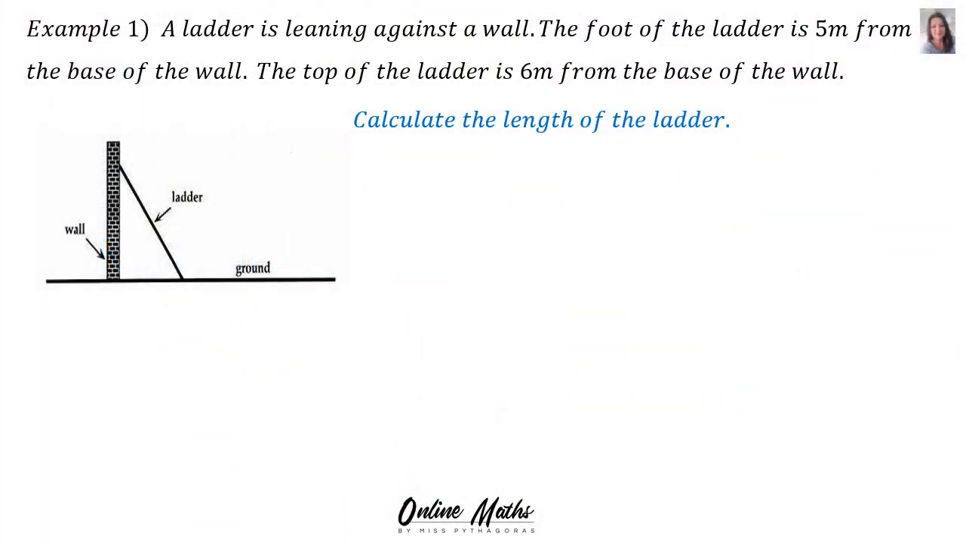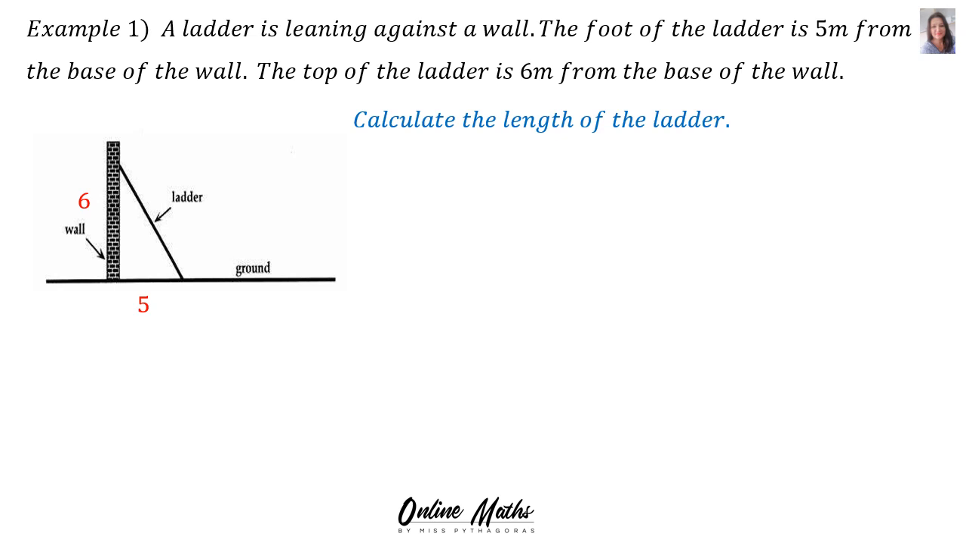Example 1. A ladder is leaning against a wall. The foot of the ladder is 5 meters from the base of the wall. The top of the ladder is 6 meters from the base of the wall. Calculate the length of the ladder. And there's your little sketch.